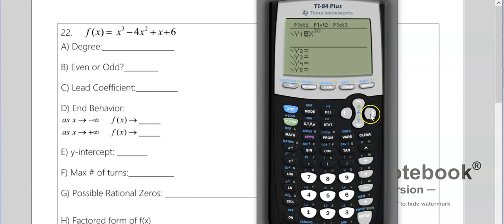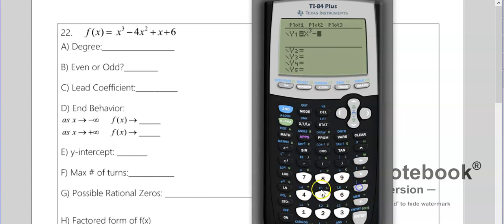Don't forget, if you're using the graphing calculator, you've got to arrow down, otherwise everything's going to go up here in the exponent. So minus 4x squared plus x plus 6. Okay? Right off the bat, I'm going to get an idea what this looks like. It's a positive cubic. Okay? Second graph.